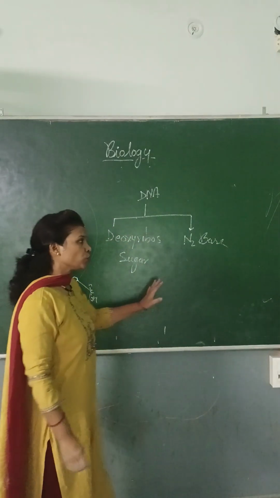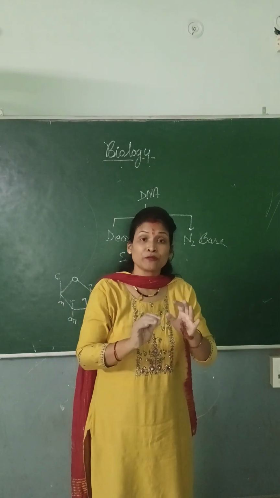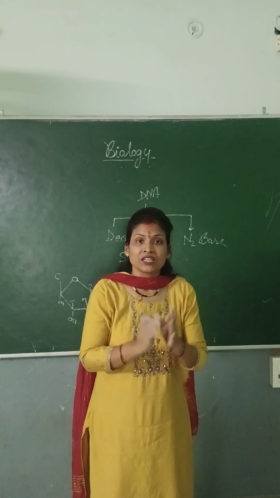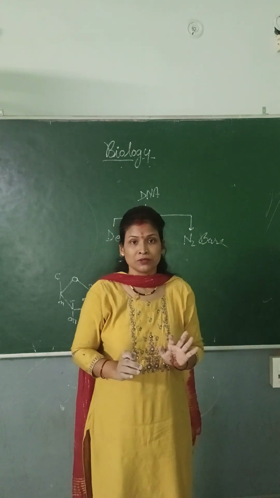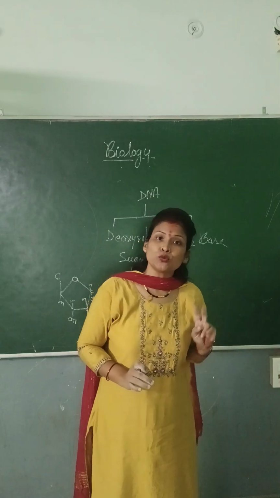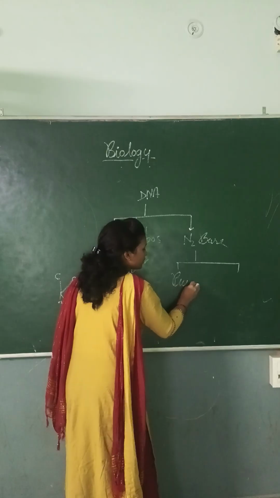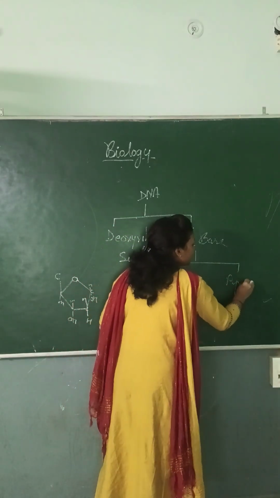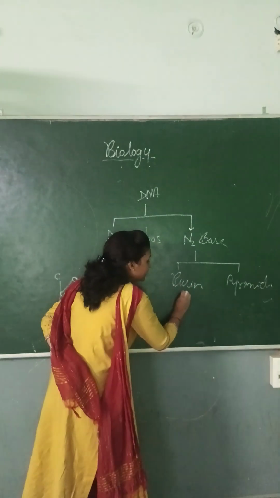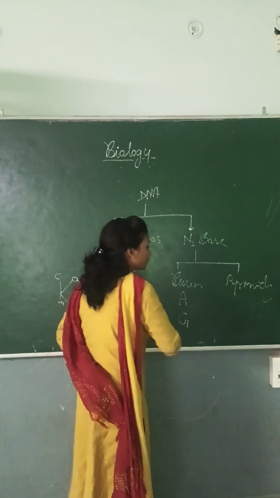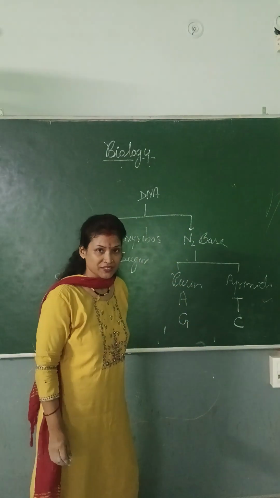Nitrogenous base, we know that there are 4 nitrogenous bases: adenine, guanine, cytosine, thymine. But we forget to categorize them. Actually, according to the ring structures, according to the number of rings, single or double, these nitrogenous bases are of 2 types. The first one is purine and pyrimidine. Is that clear? Adenine and guanine are purines, and thymine and cytosine are pyrimidines.